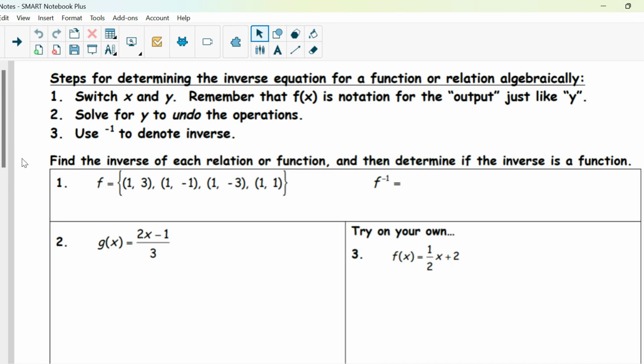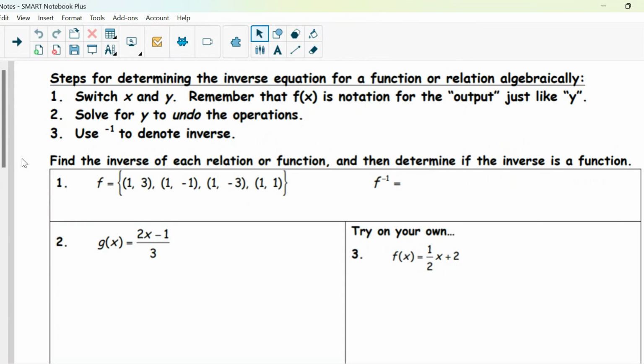So for determining the inverse equation for a function, basically all we're going to do is switch x and y. So remember, f of x is notation for output, just like y. So if you have f of x, you can swap that for y as well. So once we switch x and y, we're going to solve for y to undo the operations. And then we're just going to use a -1 as our notation for an inverse. We can go over that once we get to it.